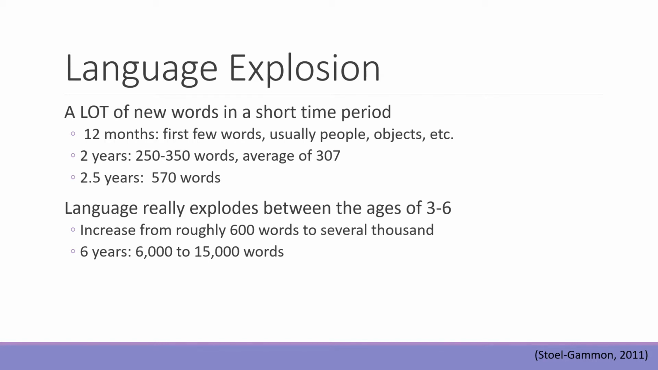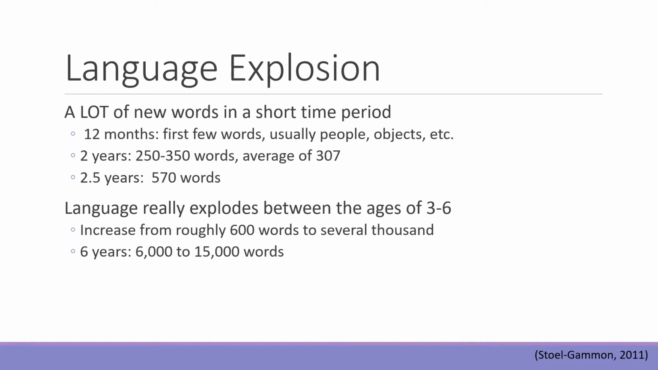Children usually begin to speak at around 12 months of age. The few words they can speak are usually important people, objects, or easy action words like go. By 2 years of age, children speak between 250 and 350 words, with an average of 307. By 2.5 years, they're at 570. The language explosion really takes place between the ages of 3 and 6 years old, however.